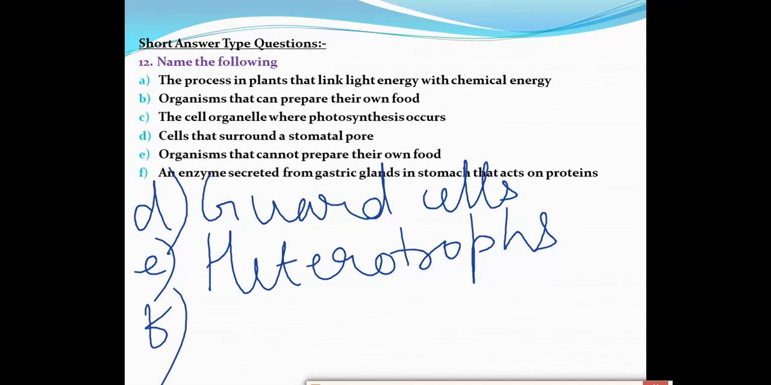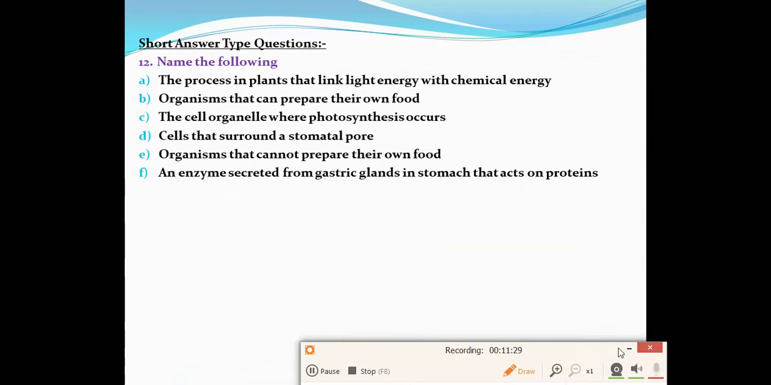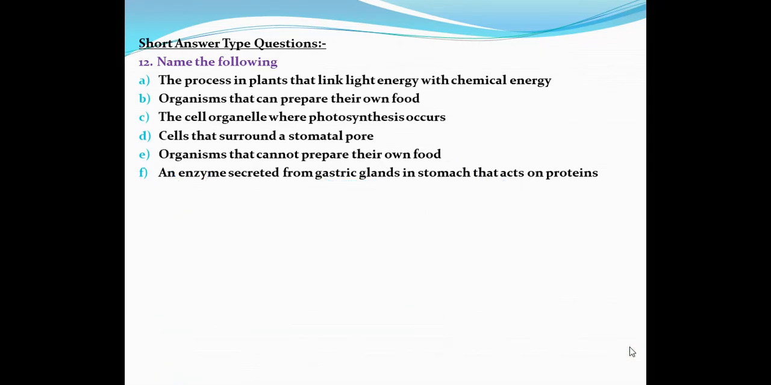An enzyme secreted from gastric glands in the stomach that acts on protein. Means we have to write the name of one enzyme which is secreted from gastric glands present in the stomach, and that enzyme will be responsible for digestion of protein. So what is the name of that enzyme? The name of that enzyme is pepsin. It is present in the stomach and it helps in the digestion of protein. So these are the answers of this question. If you write all the answers correctly, you will get 6 marks for it. Or you will get 3 marks for it, half marks for each question.